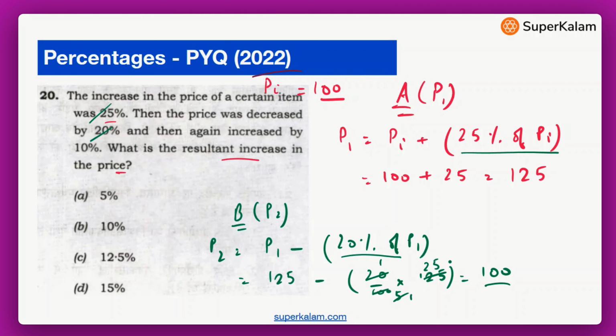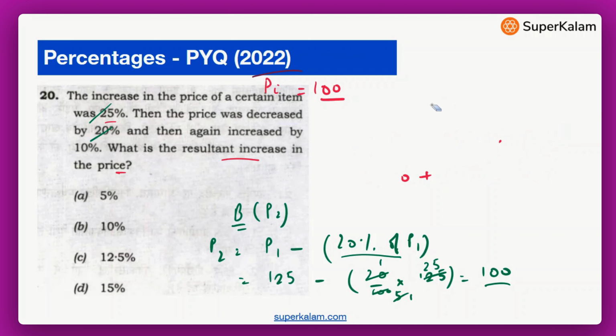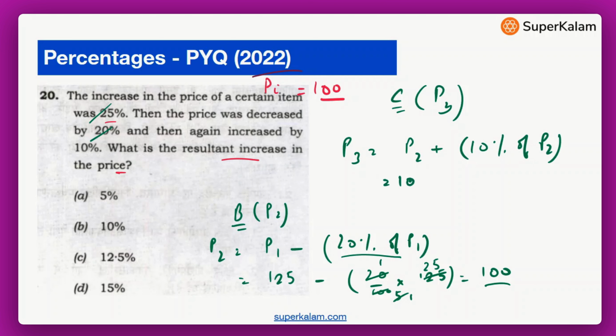Now P2 is also equal to P1, which is 100. Now let's see what happens in the third statement. We will see it quite easily mathematically. So we will get P3 here. So P3 was P2 plus 10% of P2. P2 is 100 and 10% of 100 is 10. So 110. So from the initial stage, which is 100, we have moved to 110.